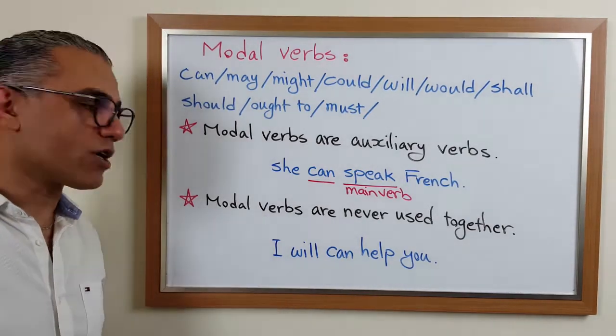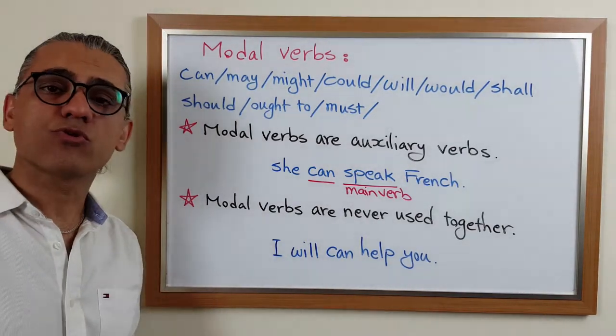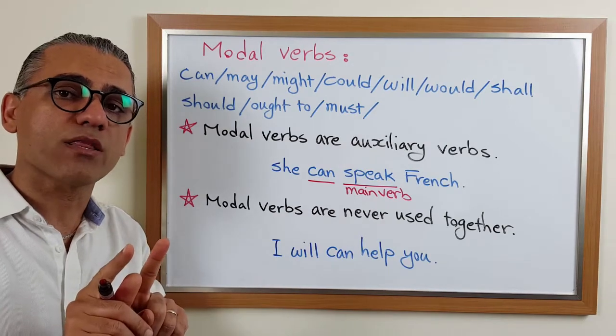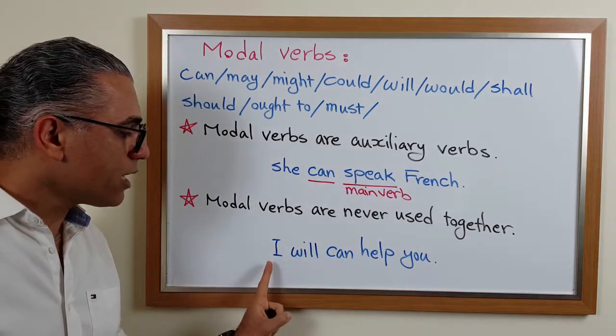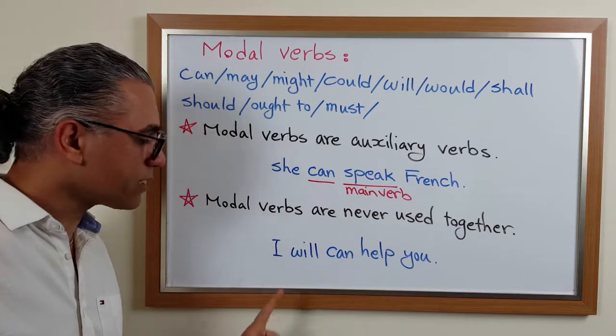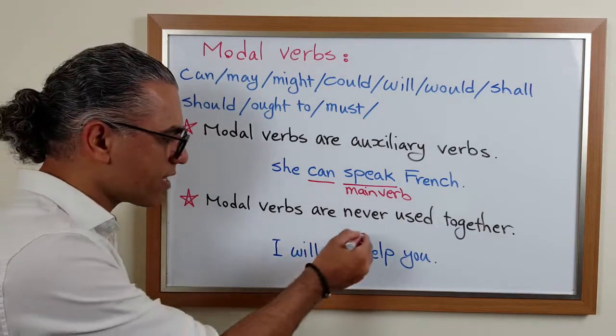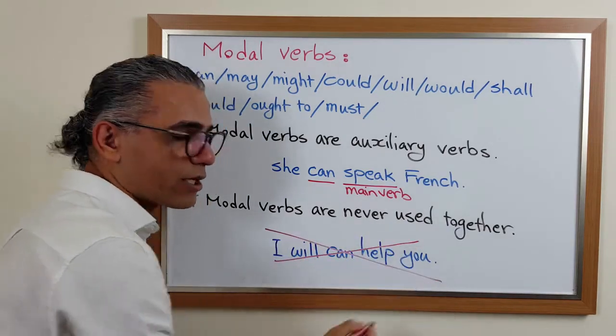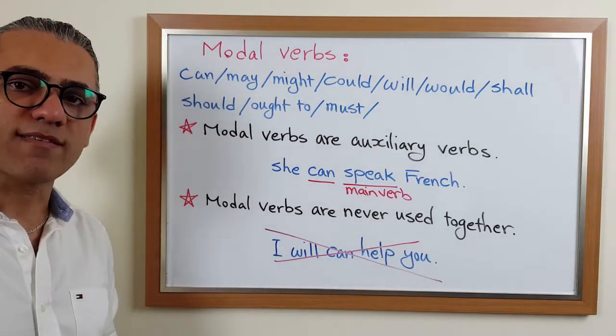Another point about modal verbs is that they are never used together. You cannot use two modal verbs together in one sentence. For example, this sentence cannot be correct: I will can help you. This is incorrect because we cannot use two modal verbs in one sentence together.